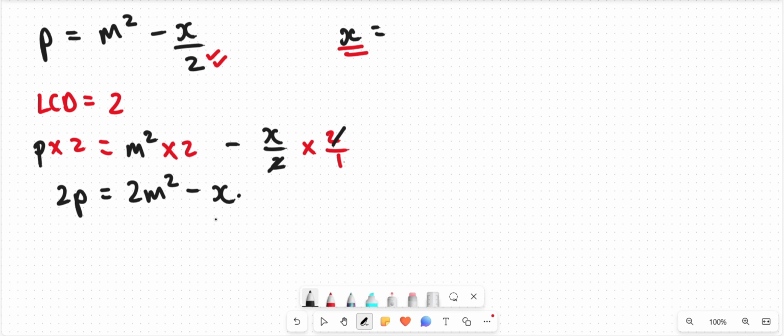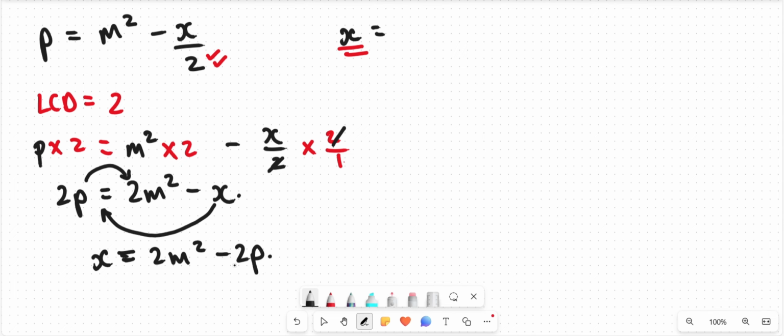And now that I have it like that, I could just bring this x to this side so that it's a positive. Take the 2p to that side so that it's not with the x. So x would now be a positive, and it will be equal to 2m squared minus 2p. And there we go. This is our final answer. We have x as the subject. We are complete. So this was example number 5, which included some fractions.